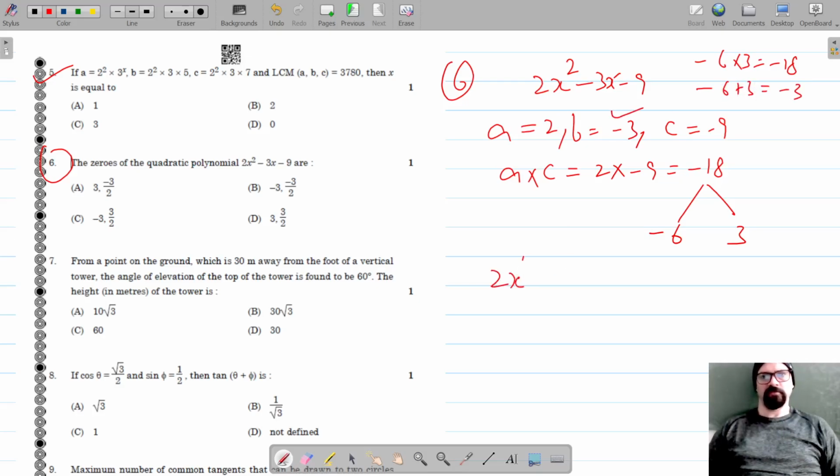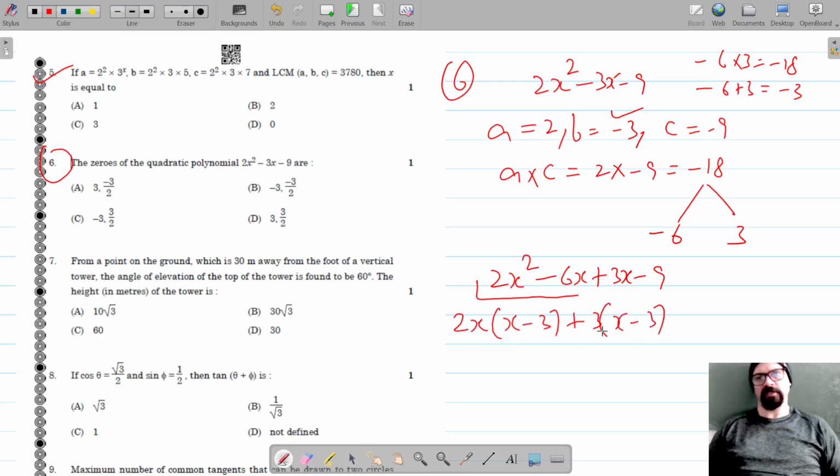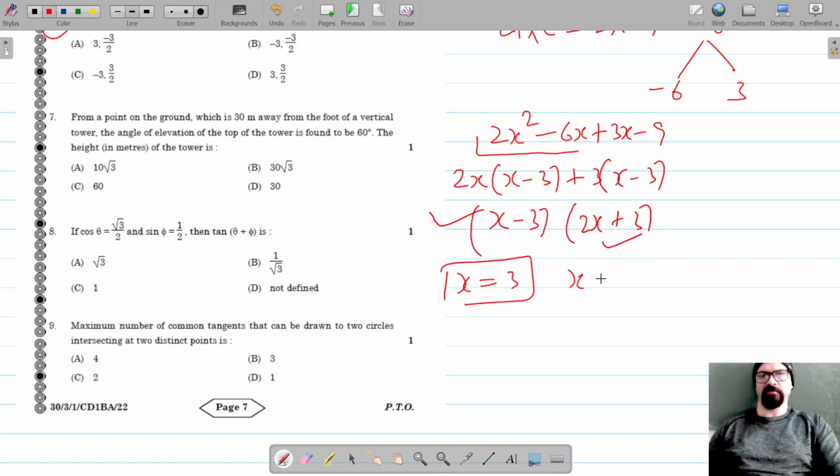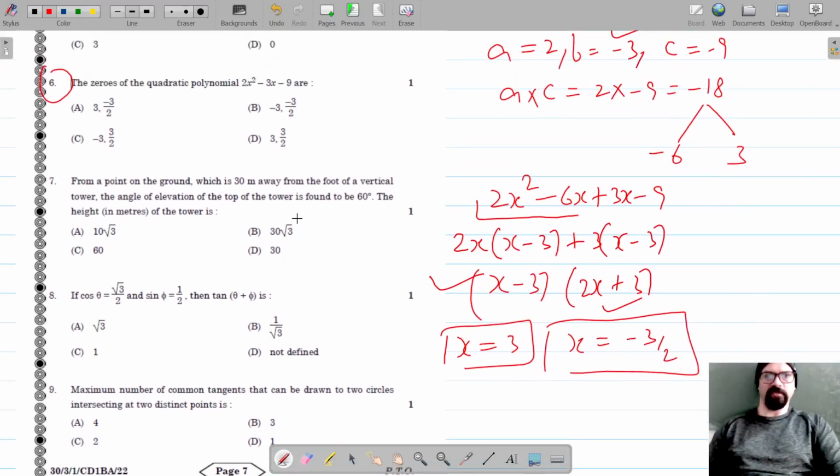So this is 2x squared minus 6x plus 3x minus 9. So this is 2x into x minus 3 plus 3 into x minus 3. And here the common factor is x minus 3, which gives me x minus 3 times 2x plus 3. If I put x minus 3 is equal to 0, so x is equal to 3, or for this x is equal to minus 3 by 2. So our zeros are x is equal to 3 and x is equal to minus 3 by 2. That is option A.